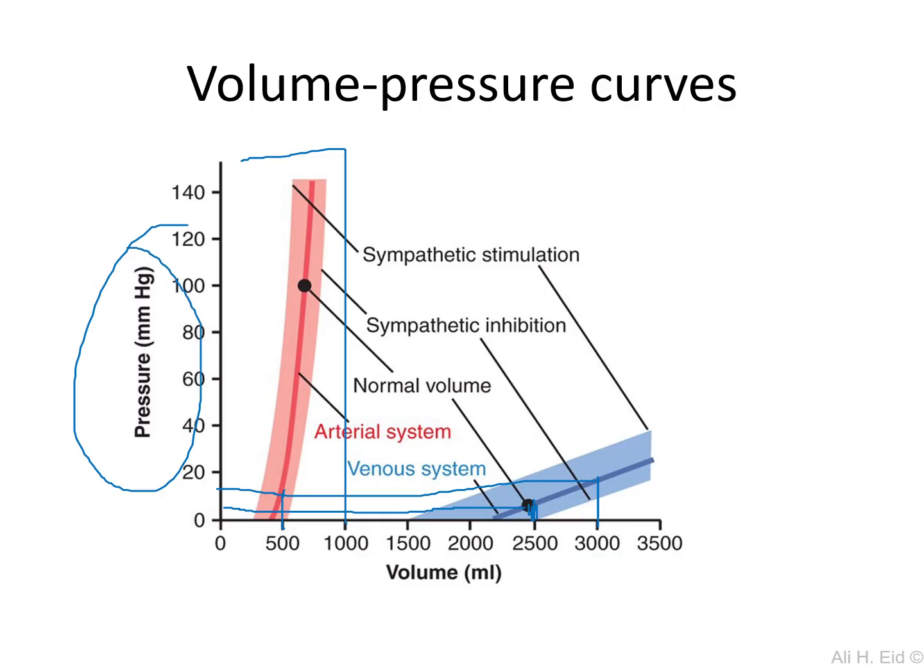A vein is more compliant. This means I can put more blood into it for a minimal change in pressure, as opposed to the artery. The artery, however, is more elastic, and it would oppose this change in volume because of the smooth muscle content and the elastic fibers that we have therein.